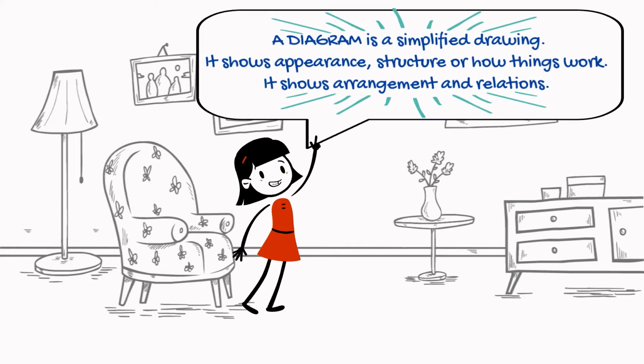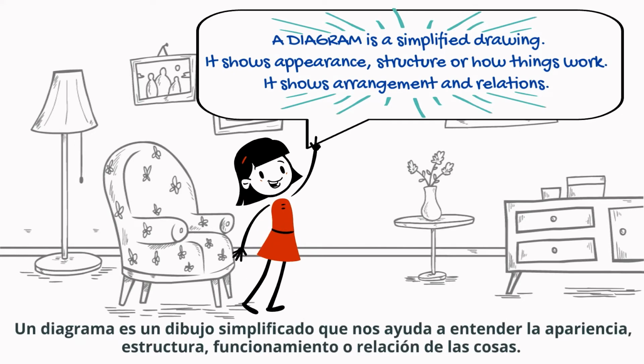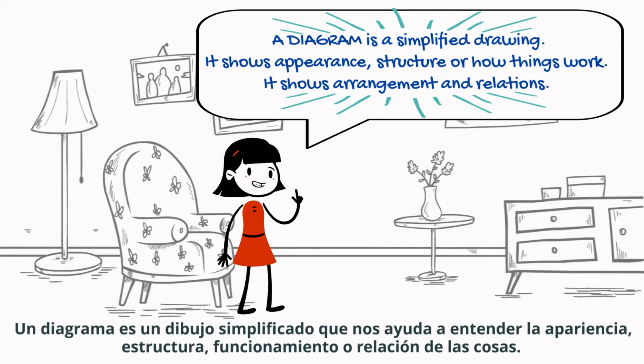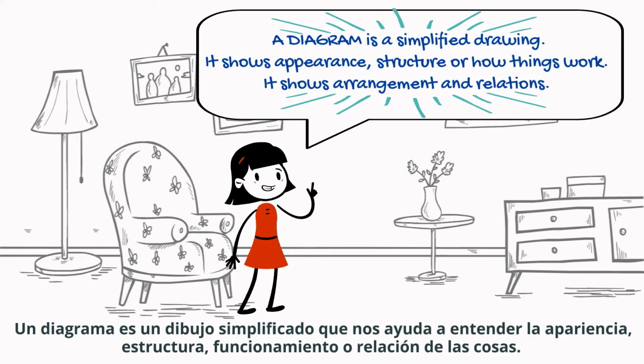A diagram is a simplified drawing. It shows appearance, structure, or how things work. It shows arrangement and relations.